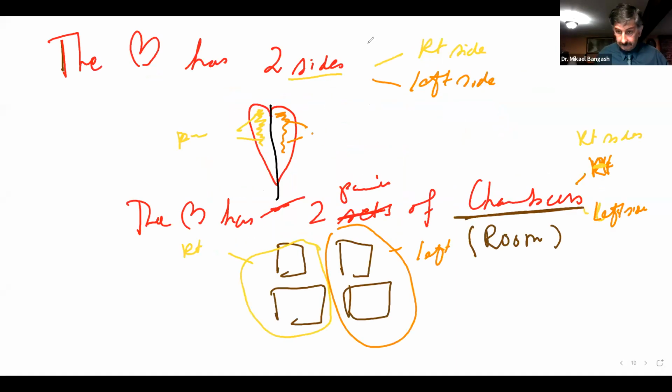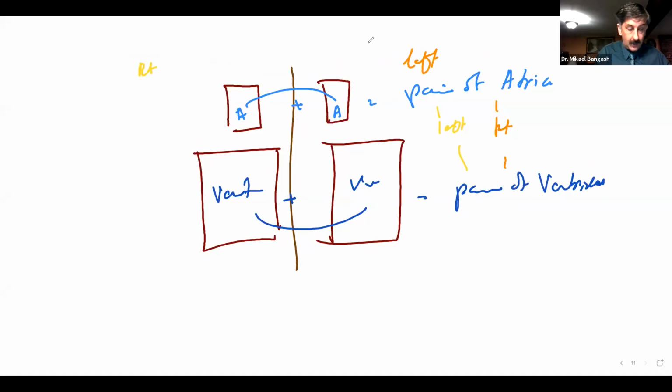But in the heart, we don't call the doors doors. We call them valves. Did that make sense? So in the heart, how many valves do we have? Well, guys, there's going to be a total of, let's use these colors here.